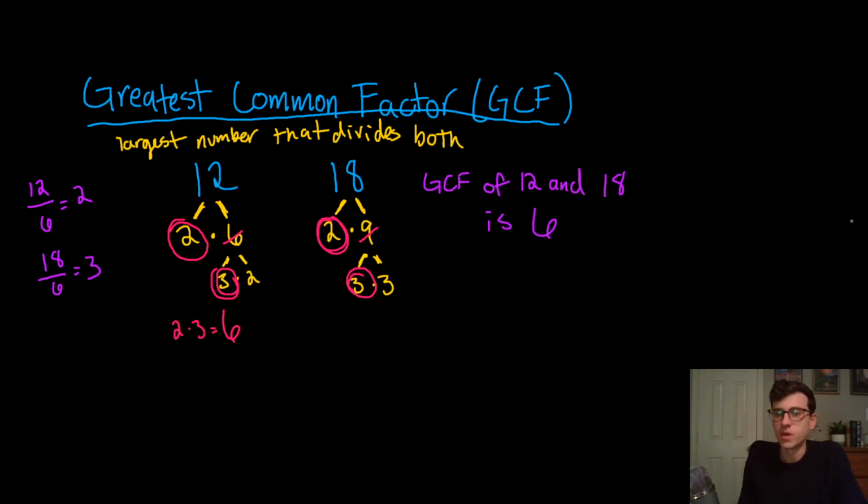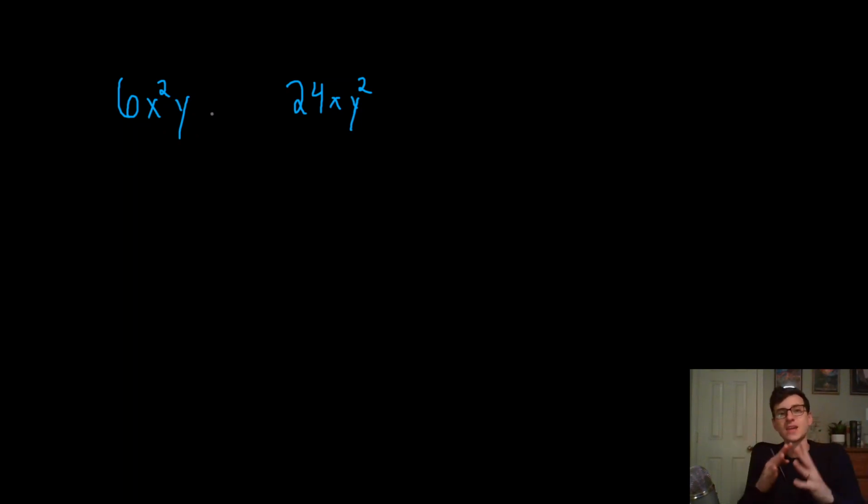Now, what does that look like when we start to get a little crazy with this? Let me give you something like 6x squared y, and 24x y squared. Okay, so now I'm looking for the largest thing that can divide both.